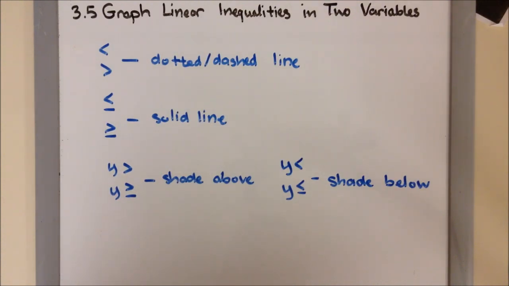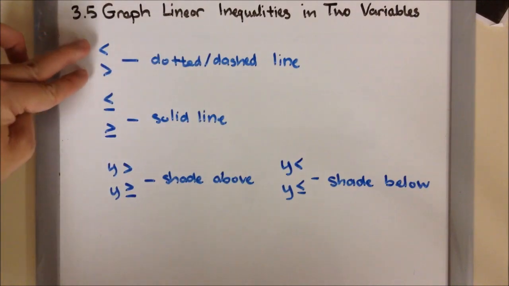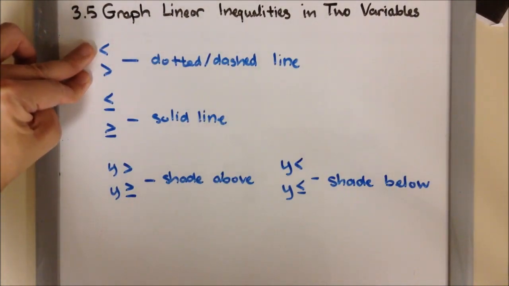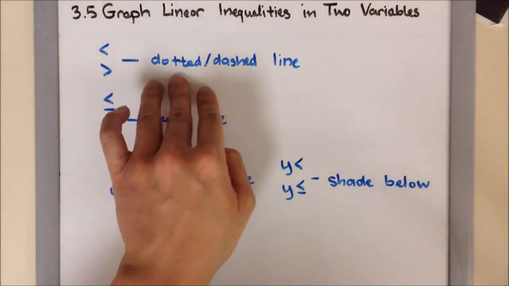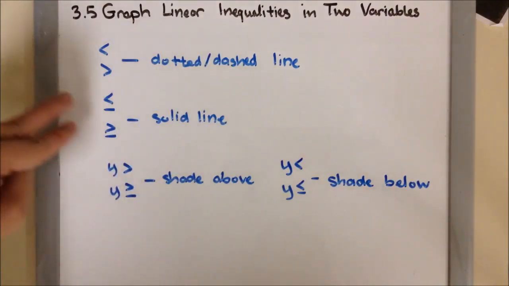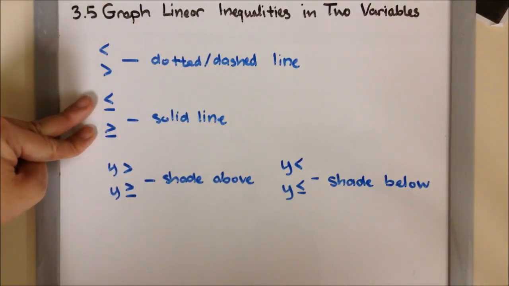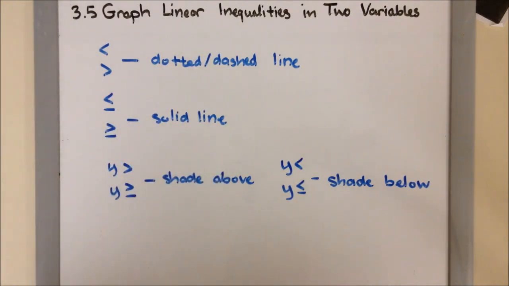Now there's some basic information that we need to go over that's going to be different from graphing a linear equation. For example, the first two, less than and greater than, when you see them in the linear inequality, on your graph it's going to be a dotted or dashed line. The next two, less than or equal and greater than or equal, will be a solid line within the graph. We're going to do some examples and you'll see the distinction between a dotted or dashed line versus a solid line within the graph.